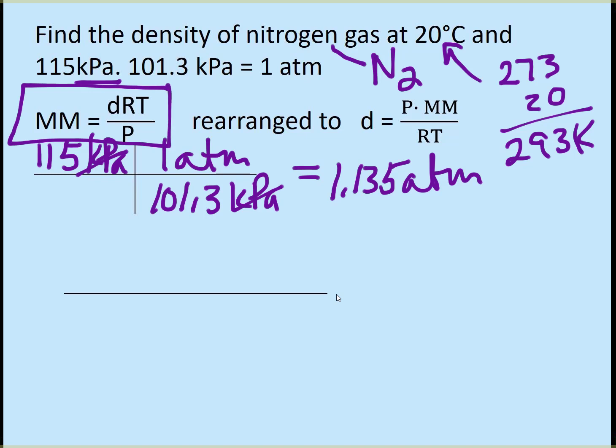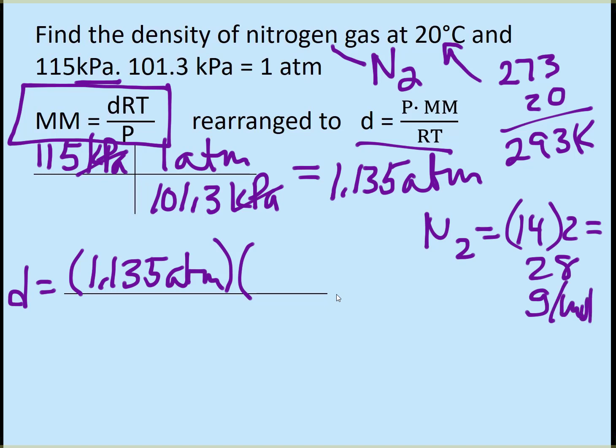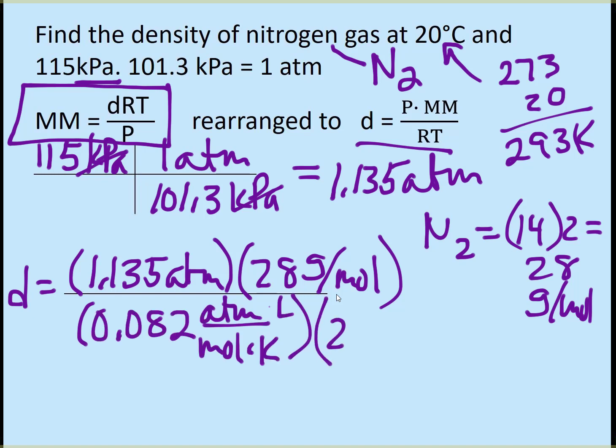All right, so we're going to start off with our dirty P equation, and we're going to rearrange this to solve for density. So I'm going to get density equals our pressure, which we just found, and I'm going to multiply this by the molar mass. So N2 molar mass would be 14 times 2, so 28 grams per mole. Make sure that you include all the units in all your ideal gas law problems. And then we are going to divide that by the ideal gas law constant and then multiply it by the temperature that we found. Our units should all cancel.